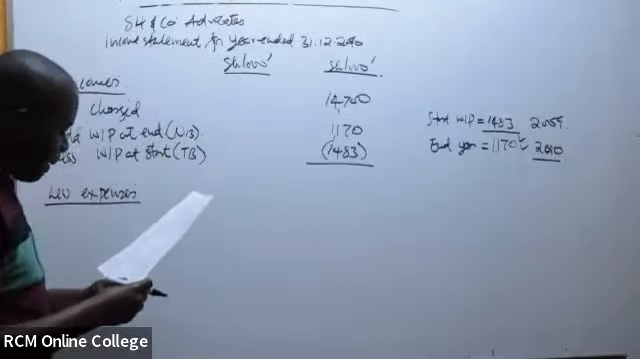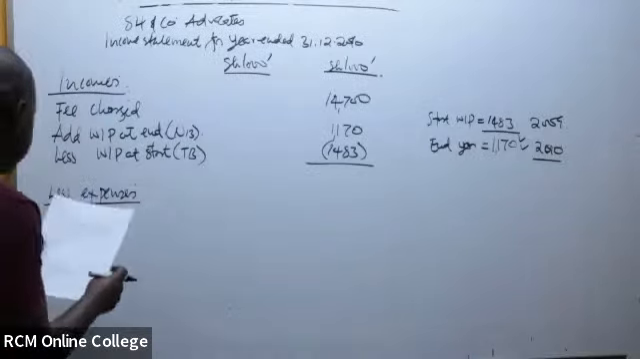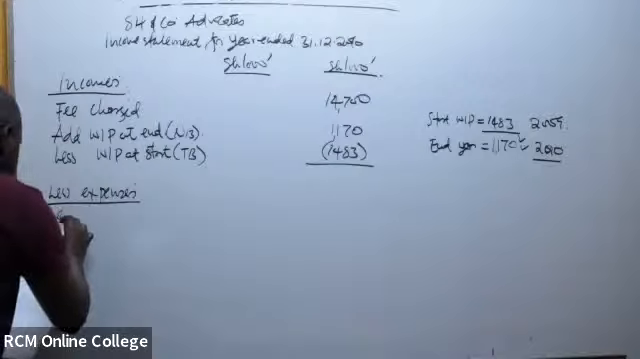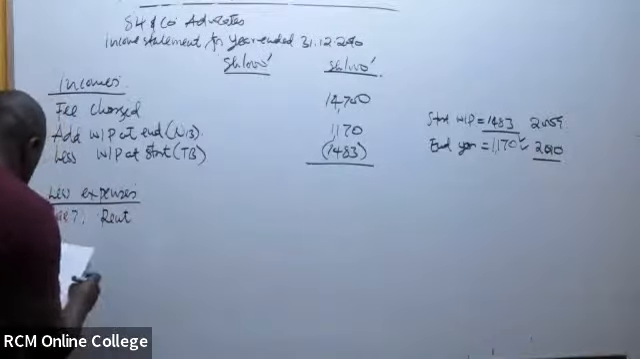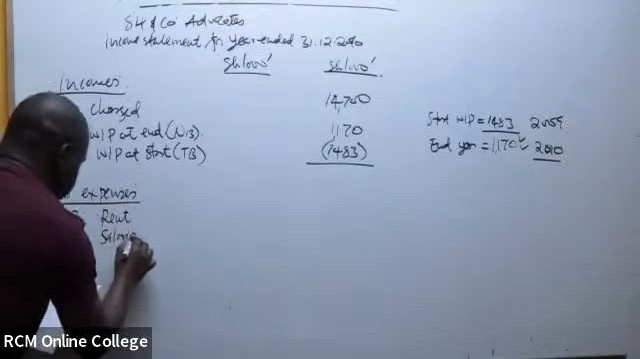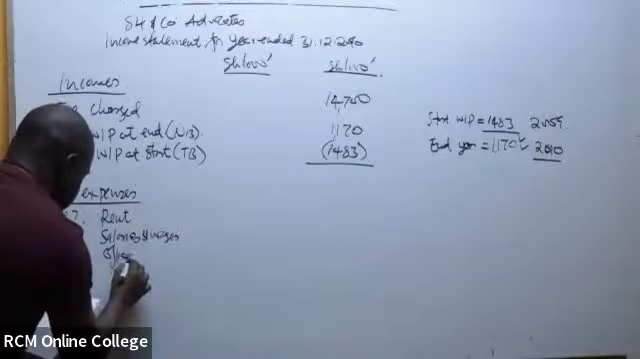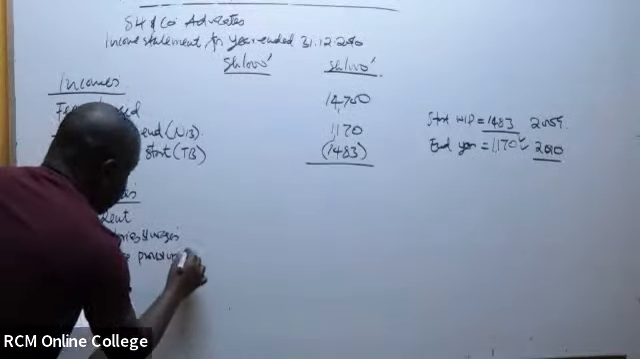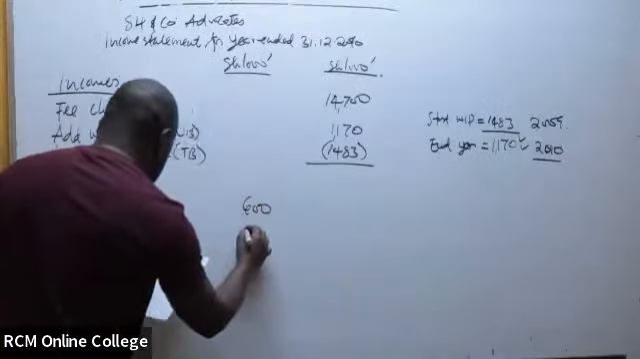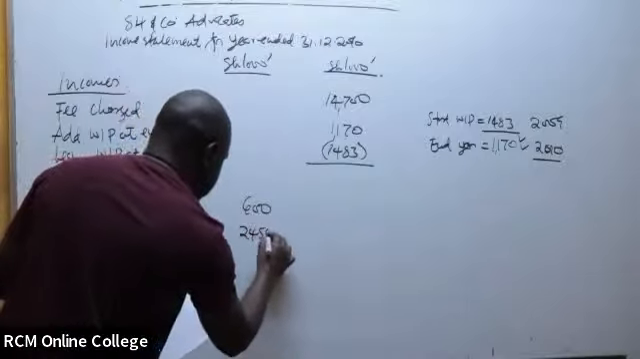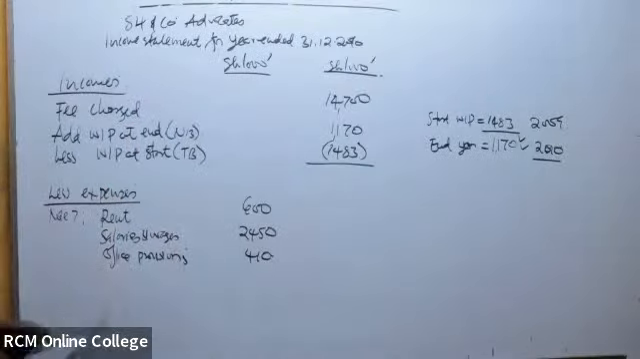For example, if you look at note number 7, you are told they spent on rent. So as per note number 7, you have rent, salaries and wages, and office provisions. This one is 600, this one is 2450, and this one is 410. So that is as per note number 7.